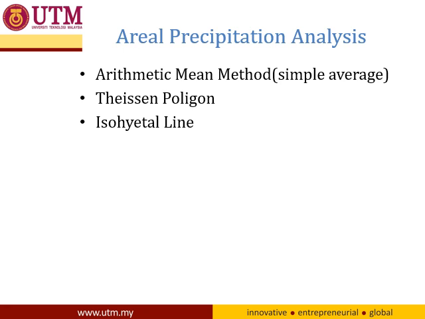Okay, these are actually simple, not so difficult once you learn them. The arithmetic mean is the simplest, the same as the missing data calculation, where you just take the mean or the average. There are also the Thiessen polygon and the isohyet line methods. So we will learn about these.